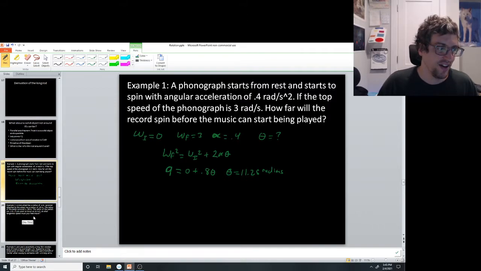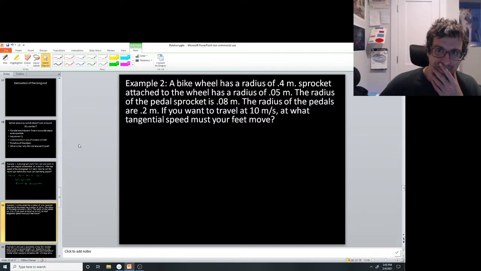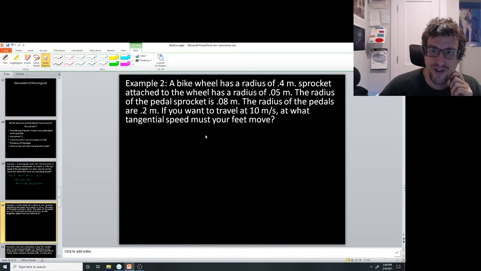Try a little bit trickier here. So I went from pretty simple to this is almost needlessly complicated. Okay. All right, so we've got a bike wheel, and we've got a bunch of radiuses of the wheel and the sprocket. The sprocket's the thing the chain attaches to. It's like the little spiky thing. And I want to know if you're biking at 10 meters per second, what is the speed at which your feet must move?